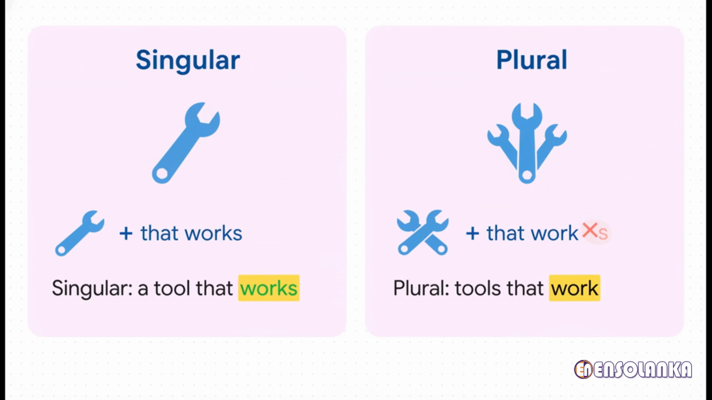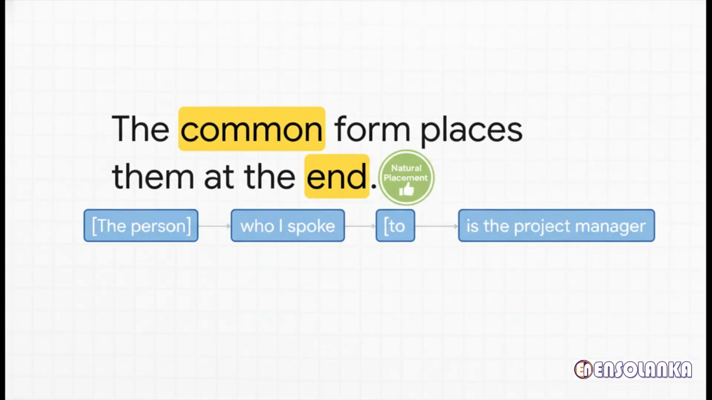Just make a match. Okay, another key thing is what to do with little words like to, on, or with. In modern tech writing, the most natural place for them is right at the end of the clause. So you'd say, the person who I spoke to, or the library that we depend on. It's standard, it's clear, and frankly, it's how people actually talk.